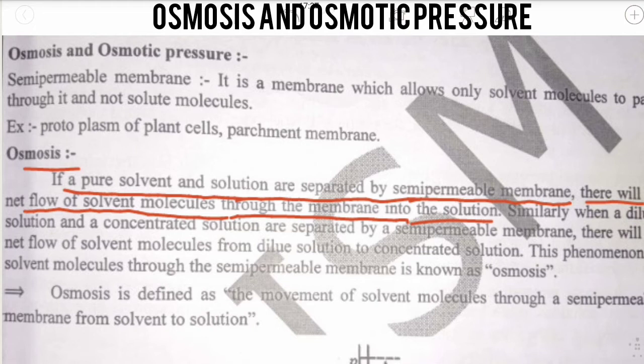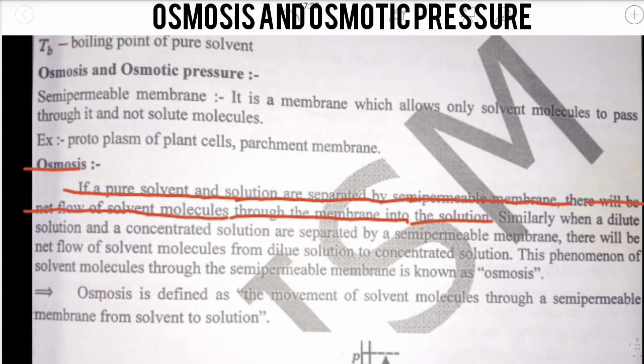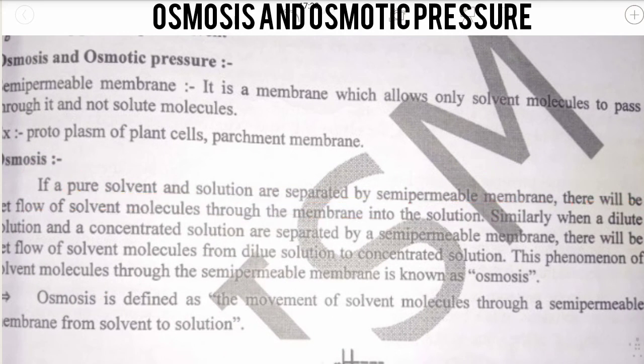Here, consider the solvent particles as water and the solute as salt, and salt and water together make a solution. The solvent and the solution are separated by a semi-permeable membrane. There will be a net flow of solvent molecules through this membrane from solvent to solution. Osmosis must be flowing from solvent to solution.